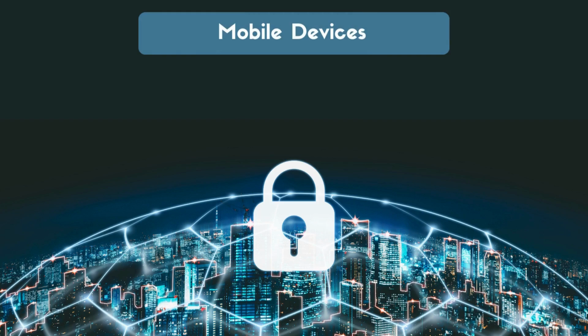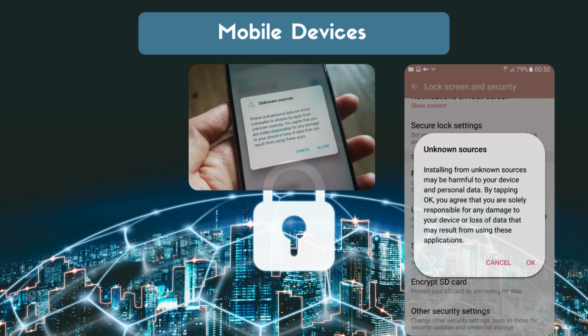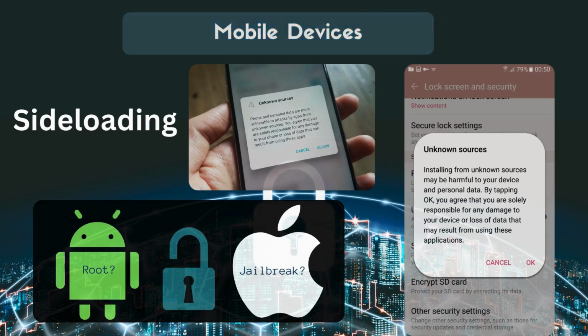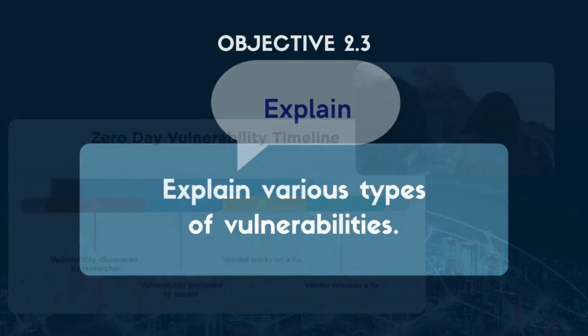Mobile devices tend to be quite vulnerable themselves. You have apps installed from unofficial sources, which could risk having malicious software. This is known as sideloading. Also, jailbreaking, which bypasses the operating system restrictions, can lead to very compromised device security. Finally, zero-day vulnerabilities are the unknown software flaws that can be exploited by attackers before the fixes are made available.